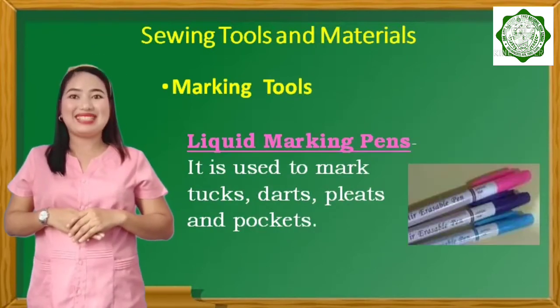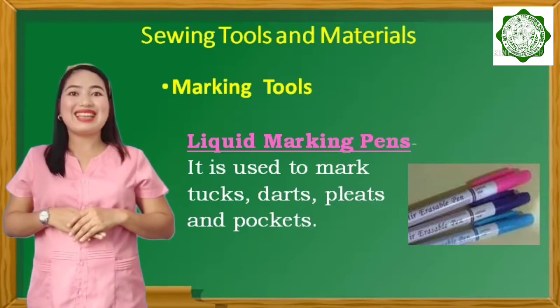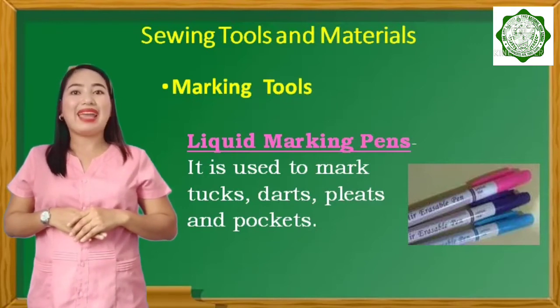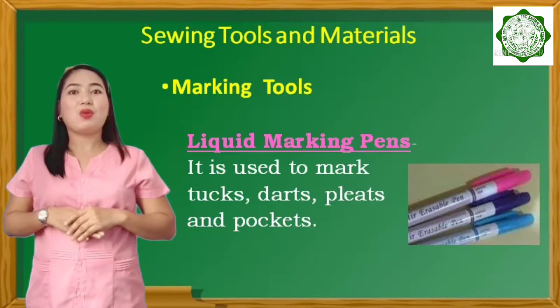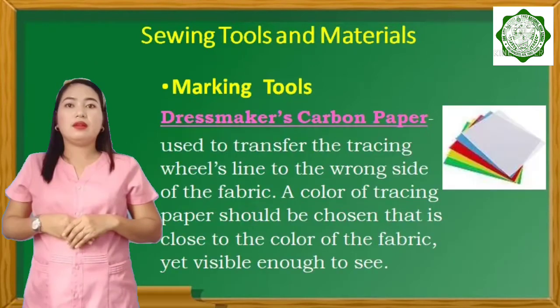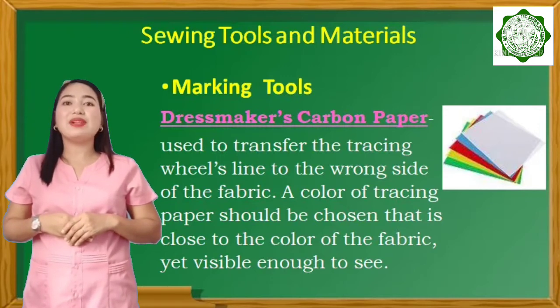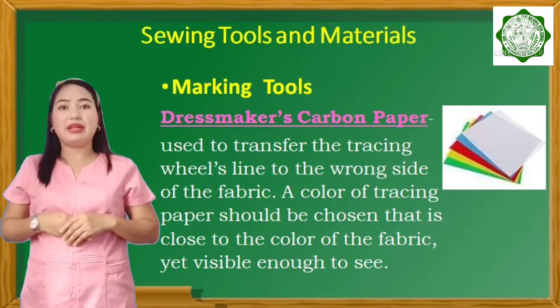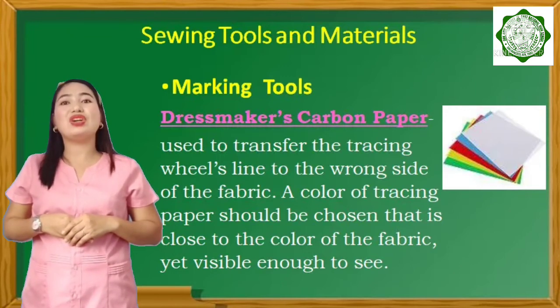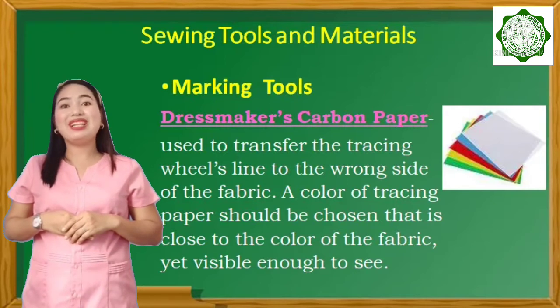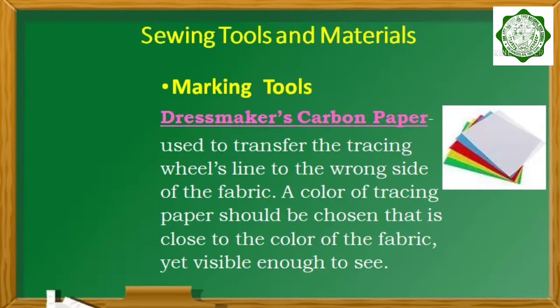Liquid marking pens. It is used to mark tacks, darts, pleats, and pockets. It comes in two types. One type disappears after about 48 hours. Another type washes off with water. Dressmaker's carbon paper. It is used to transfer the tracing wheel line to the wrong side of the fabric. A color of tracing paper should be chosen that is close to the color of the fabric, yet visible enough to see. It is also called the dressmaker tracing paper.